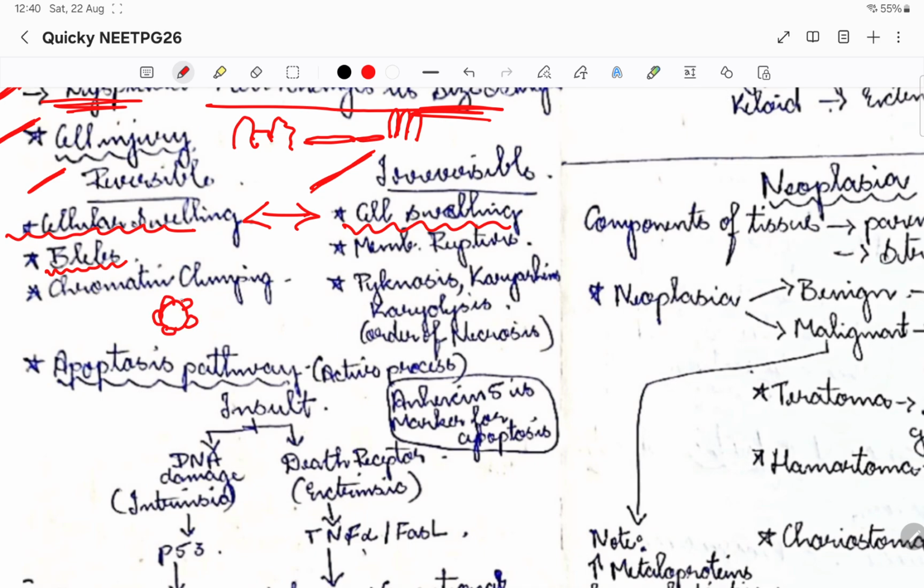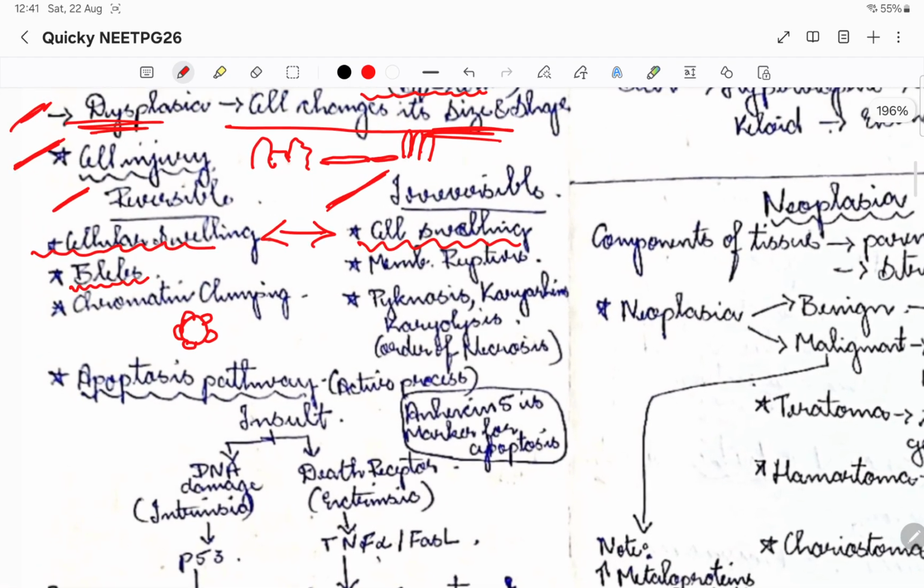These blebs are pathognomonic of reversible cell injury, whereas cells with membrane rupture can be seen in irreversible cell injury. We can see chromatin clumping in reversible, whereas in irreversible there is pyknosis, karyorrhexis and karyolysis. This is the order of necrosis that happens with respect to irreversible injury. In irreversible, the cell cannot be reversed into its proper form again. That is the name, irreversible itself.